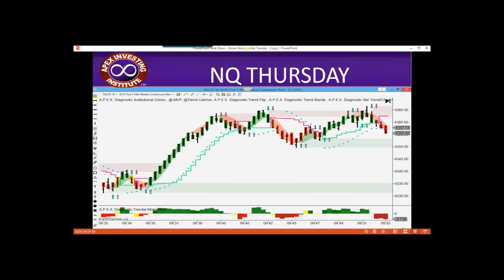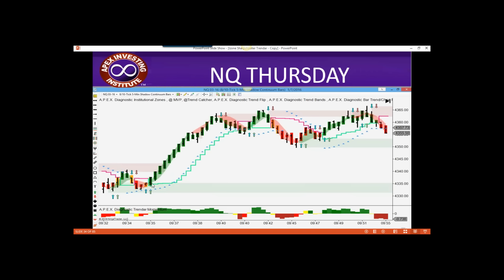This bar was still red. Trend flip was still red. Trend bands were still red. Everything was still red here, right? But it still gave you a heads up, because the indicator formula calculated in the background says, even though everything else is pointing one way, it could turn. Boom. Next bar, what happens?